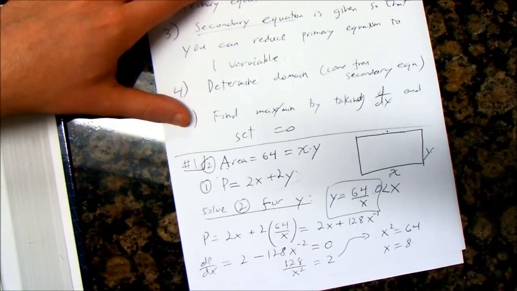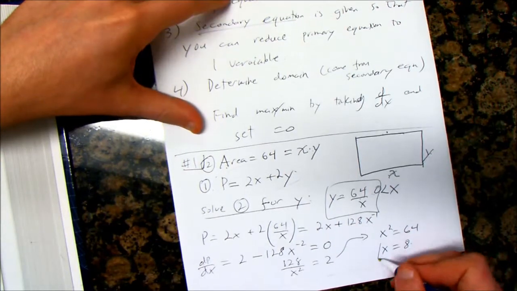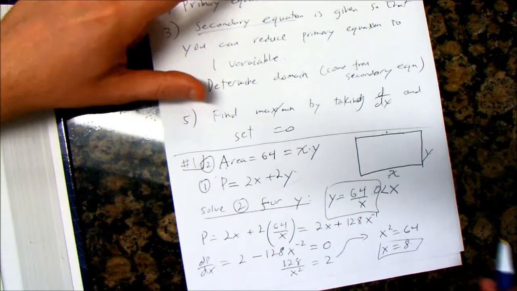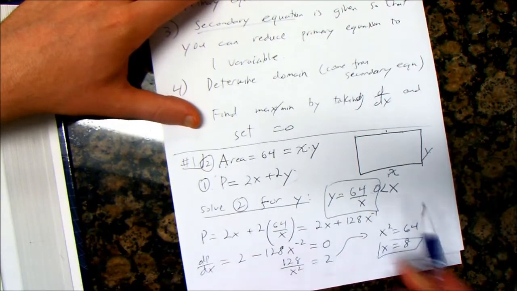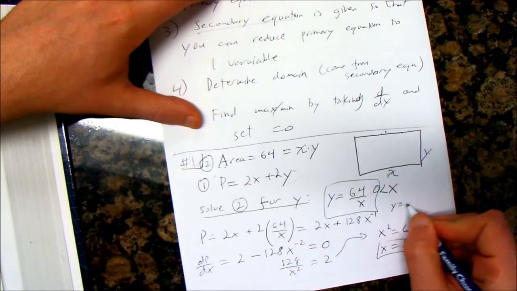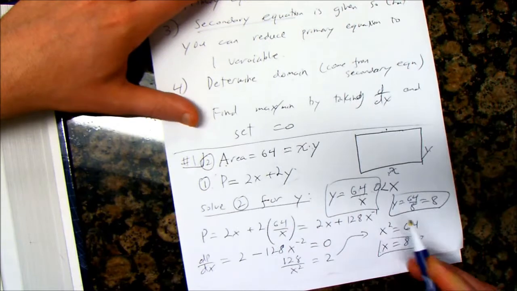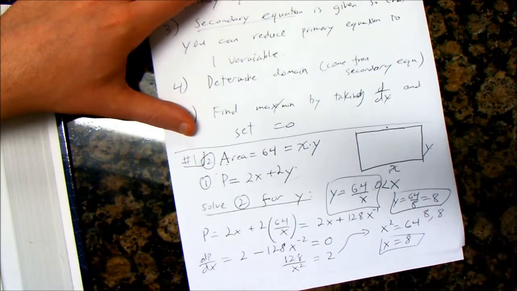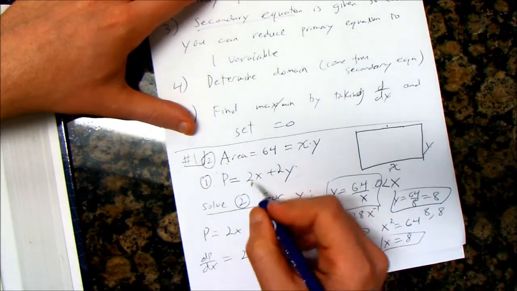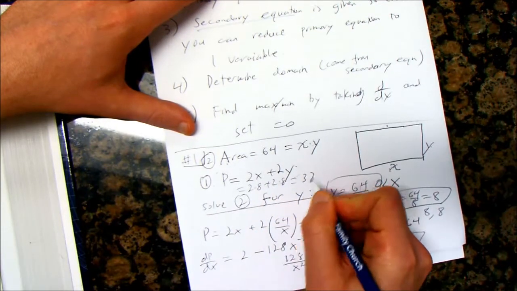Okay? Good. So x is equal to 8. Now it's asking us to find the perimeter, so we need the y value, but look, we have this for y. So that means 64 over 8, which is equal to 8. So y is equal to 8. So that means the dimensions are 8 and 8. And the perimeter is 2 times 8 plus 2 times 8, which is 32.